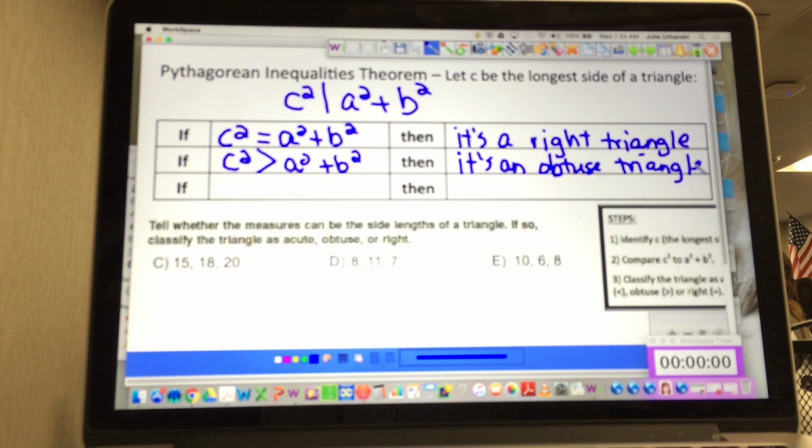But only if you put c squared over here. If you write it the other way, the sign reverses and it gets confusing. Some people can see it that way, and that's fine as long as you don't mix them up. So then this one's going to say if c squared is less than what you got on the other side, the a squared plus the b squared, then what kind of triangle is it going to be? It's an acute triangle, that's right.